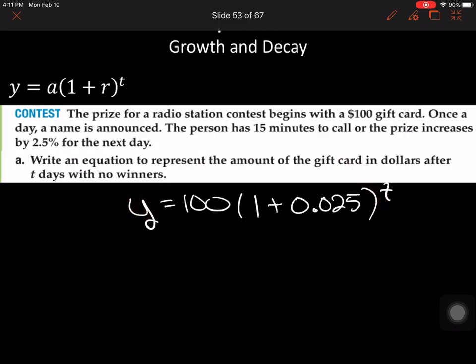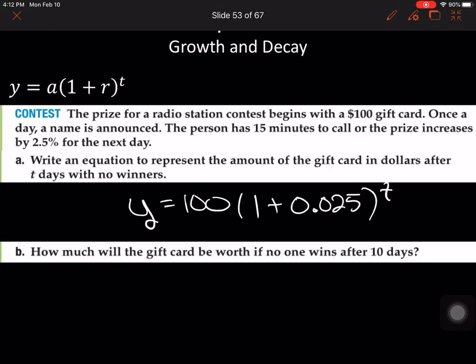Okay, now thinking about order of operations, thinking about I have to do things in a certain order. Okay, kind of be thinking through that. So here's part B to the question. How much will the gift card be? What will the final value be? How much will the gift card be worth if no one wins after 10 days?